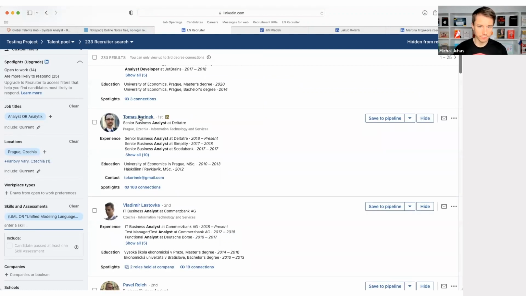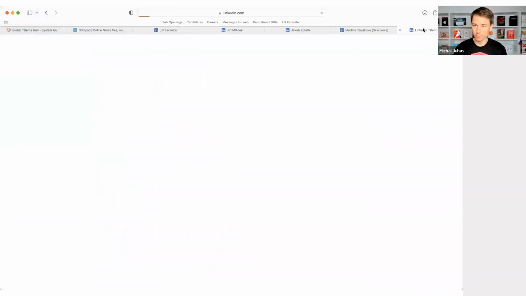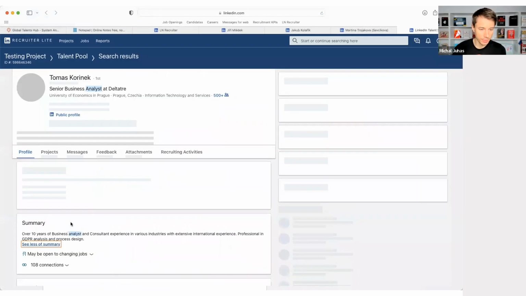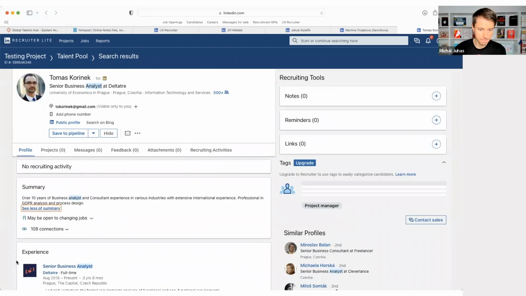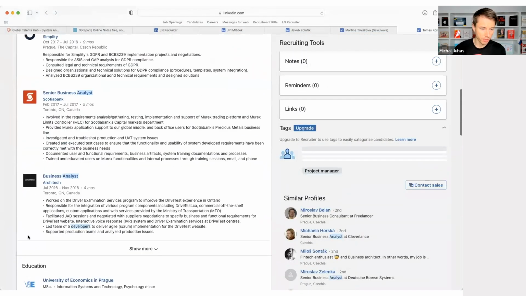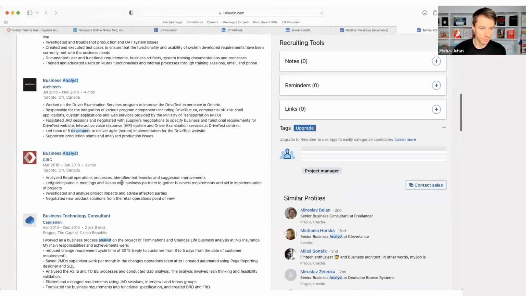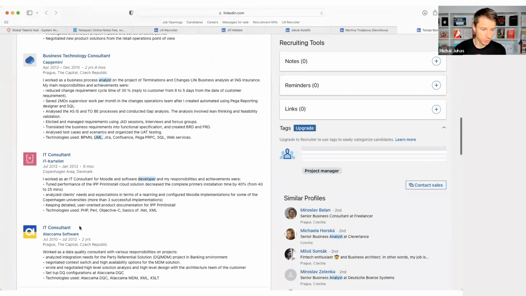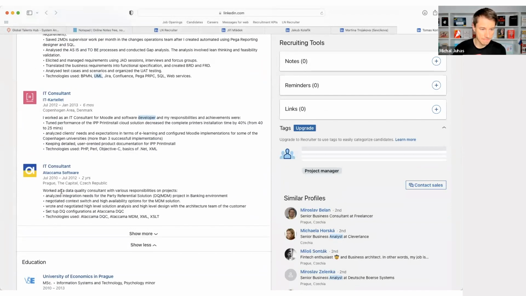Let's see if Tomasz has experience with some development. Will we get someone who has technical background? IT consultant, worked as a data quality consultant.